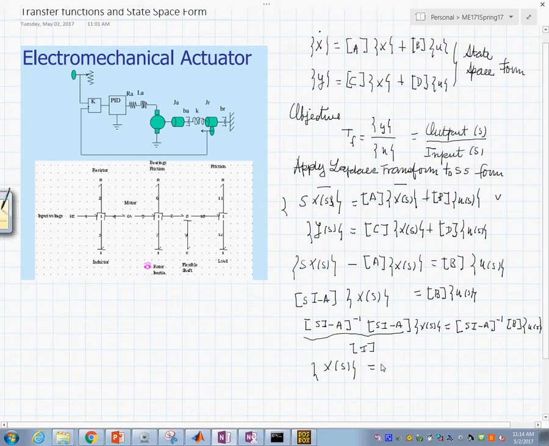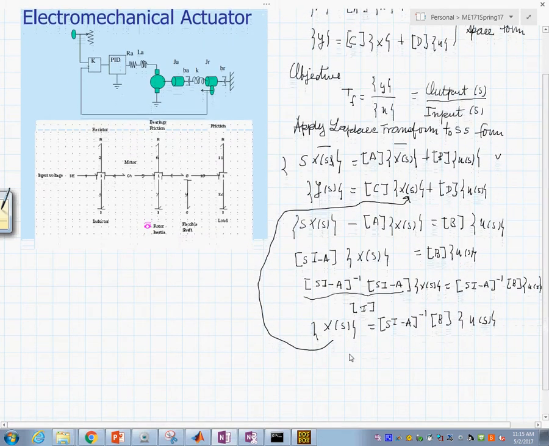is equal to (sI minus A) inverse multiplied by matrix B multiplied by the vector u. So now this thing we could go and plug into this equation right here. See? And then we'll see where we go from there.